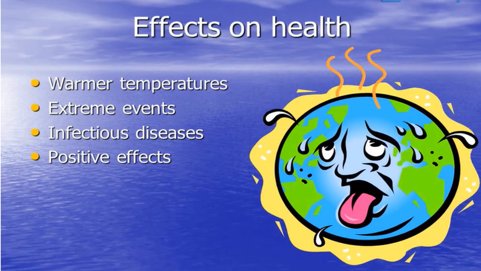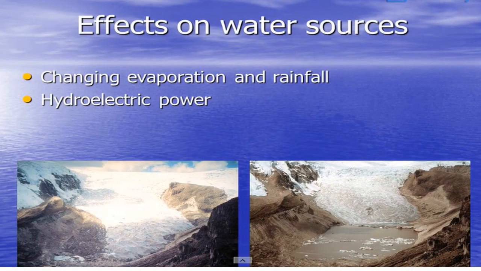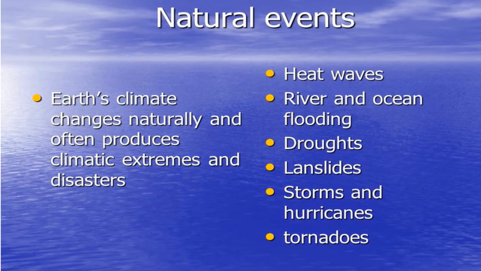Effects on health: warmer temperature, extreme events, infectious diseases, and positive effects. Effects on water resources: changing evaporation and rainfall, hydroelectric power. Natural events: Earth's climate changes nationally and often produces climate extremes and disasters, such as heat waves, rivers in motion, flooding, droughts, landslides, storms, hurricanes and tornadoes.